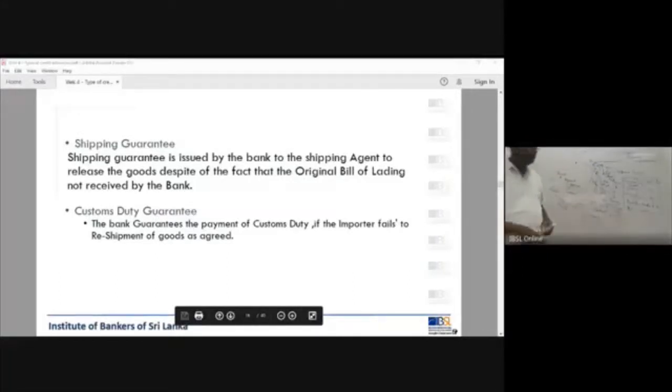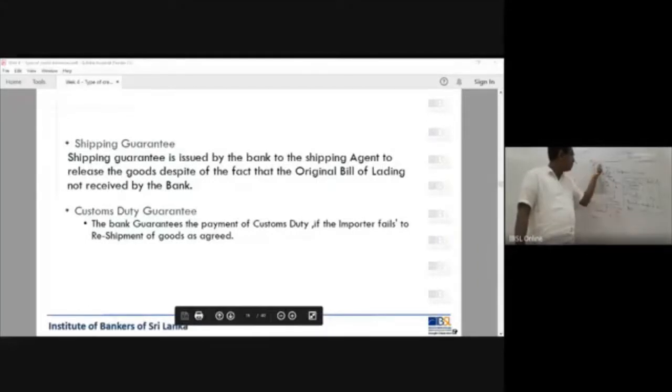Okay? Is it okay? Clear for everyone? Is it clear? I'm done with LCs. Shipping guarantee, right?